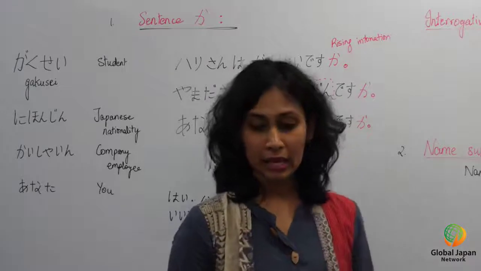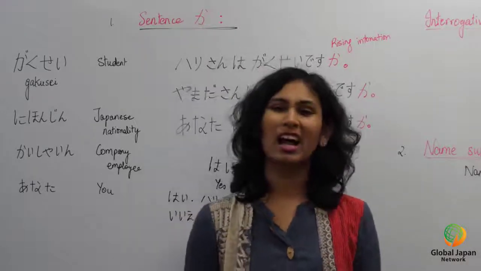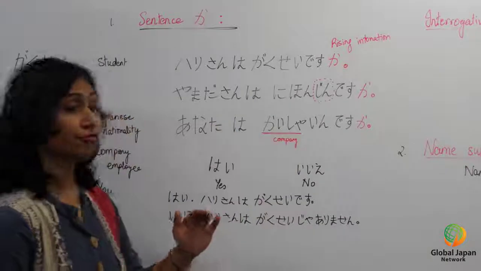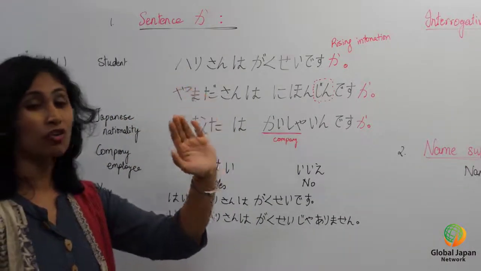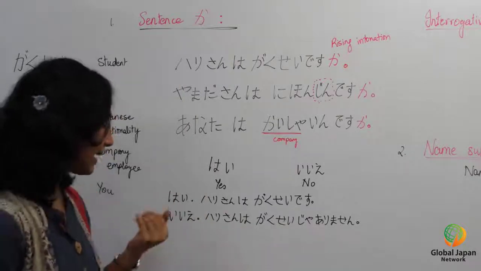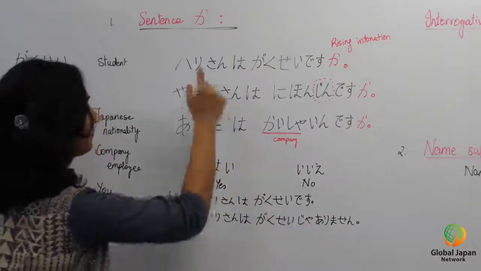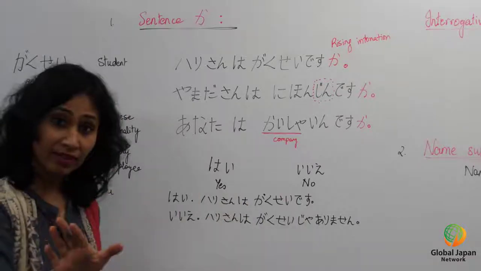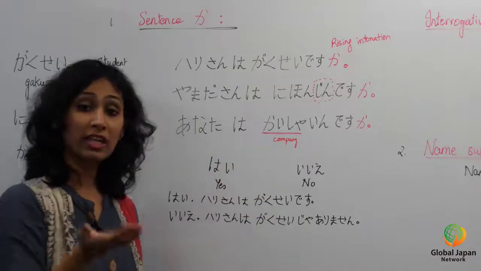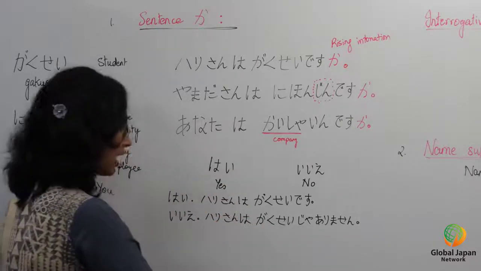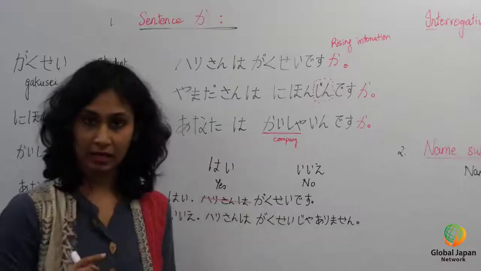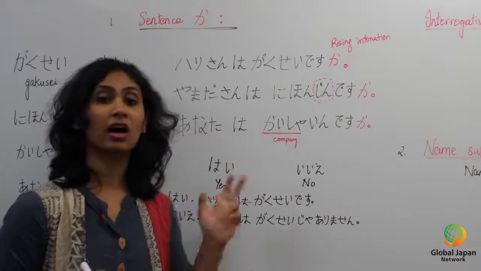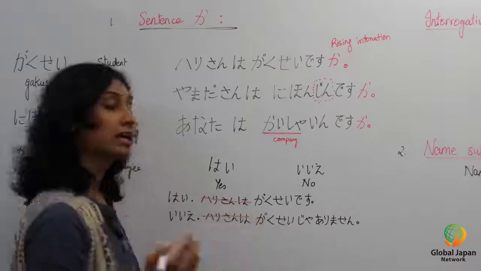Now, in Japanese, if the topic or the subject is understood from the context, you could drop it. So you could omit it if it is understandable. You need not repeat something which the listener already knows. Hence, in this case, even if I told hai, gakusei desu, it's understood that Hari-san only we are talking about. So I need not repeat Hari-san wa gakusei desu. I could skip this and just tell hai, gakusei desu. Hari-san wa gakusei desu ka? Iie, gakusei ja arimasen. Even if I skip this, it's okay.